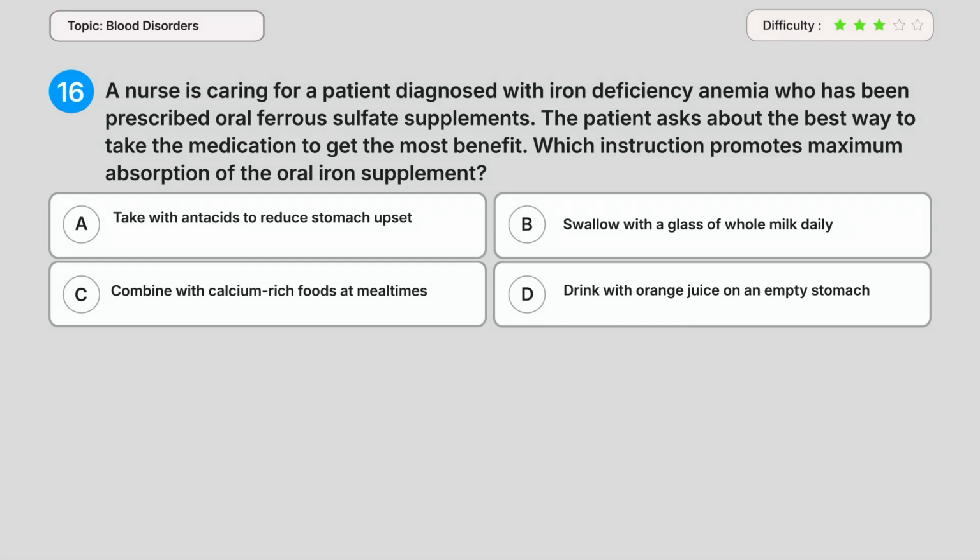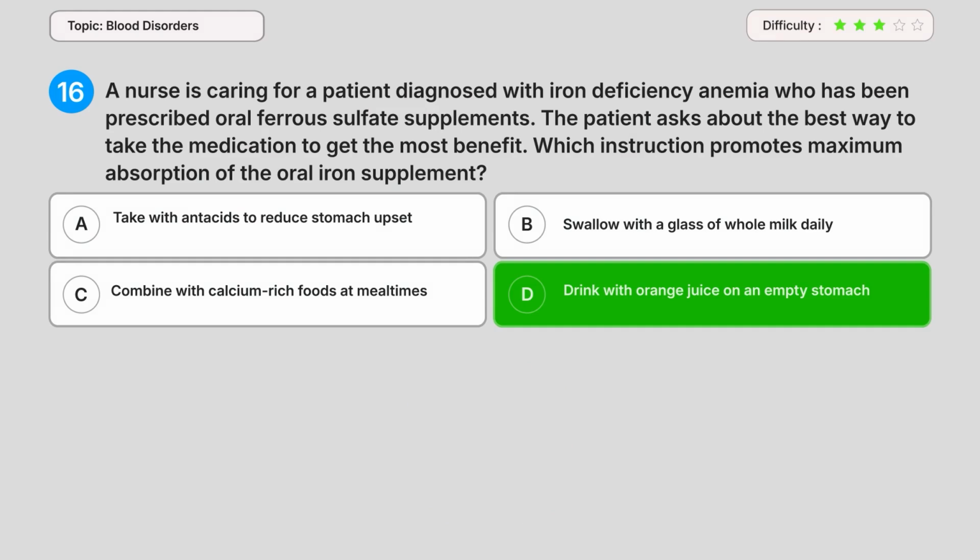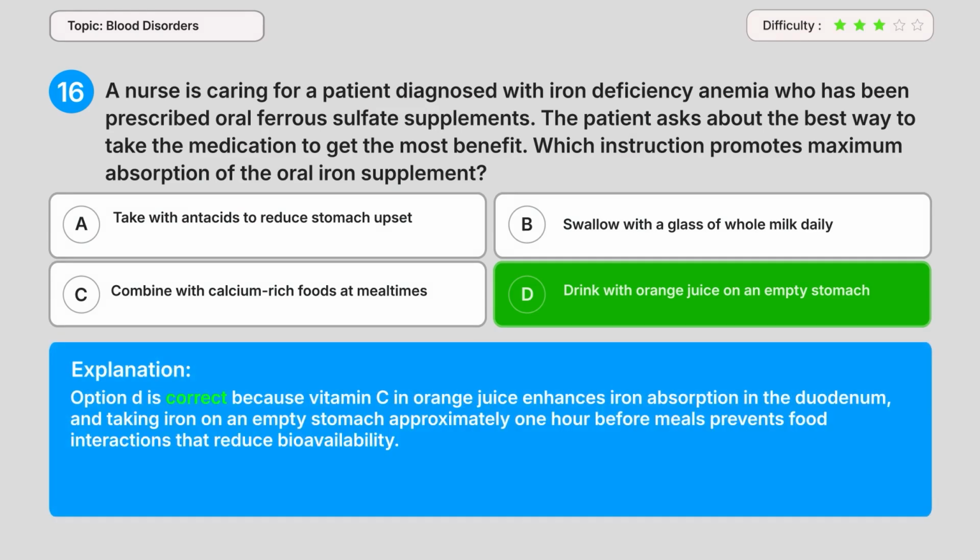Correct answer: D. Drink with orange juice on an empty stomach. Explanation: Option D is correct because vitamin C in orange juice enhances iron absorption in the duodenum, and taking iron on an empty stomach prevents food interactions that reduce bioavailability.